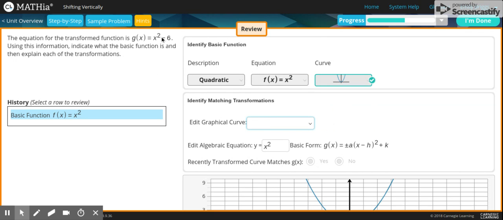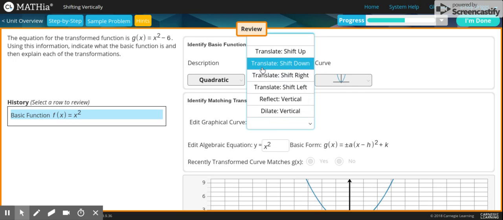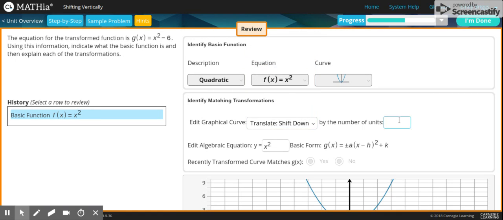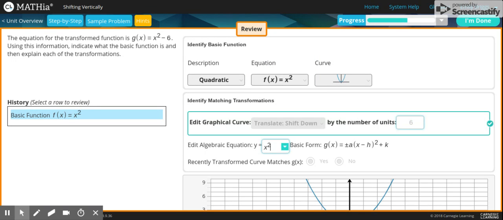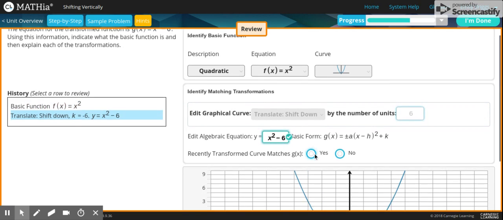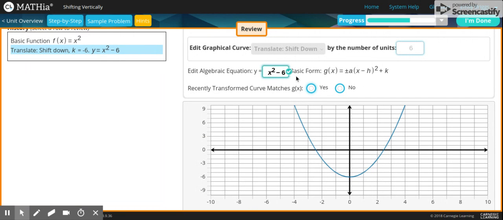So then you can see that it's minus 6 over here. That means I have to shift down because it's subtracting. So then you click in 6. You don't have to write the negative because you're shifting down. So just enter in minus 6. And then again, it's one line, so I know it's the end of all my questions.